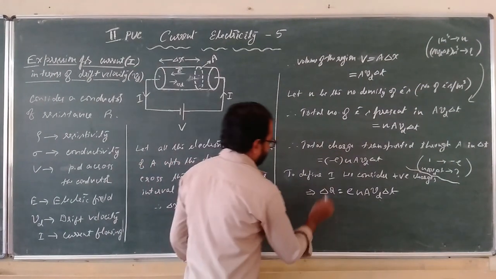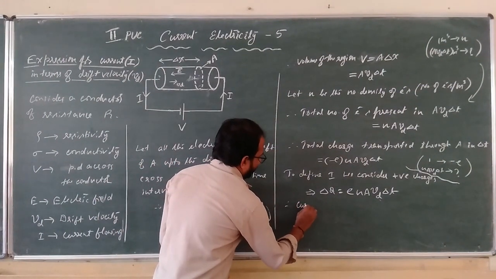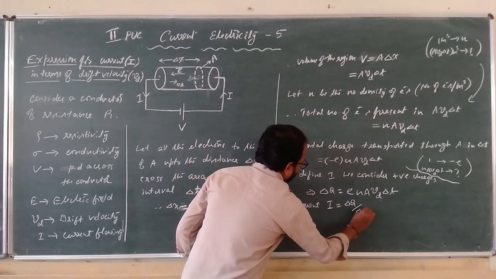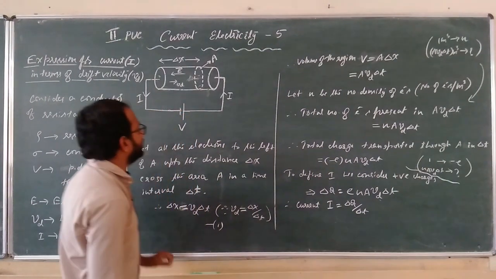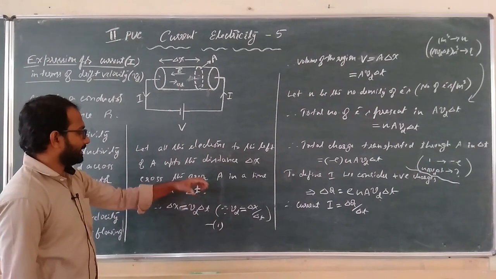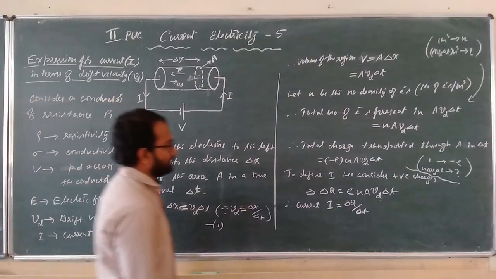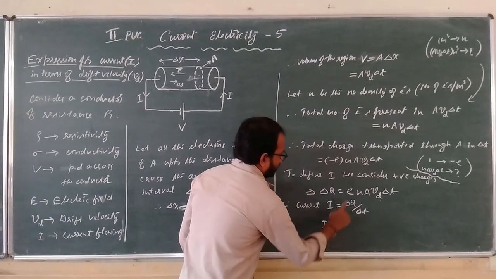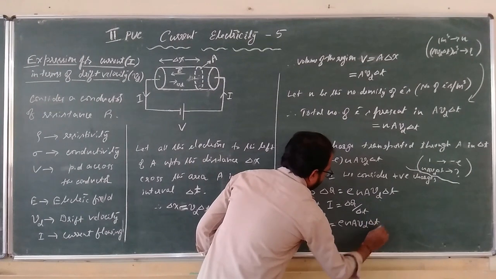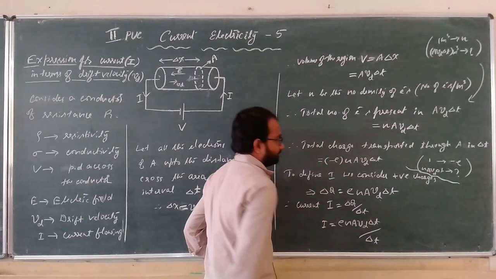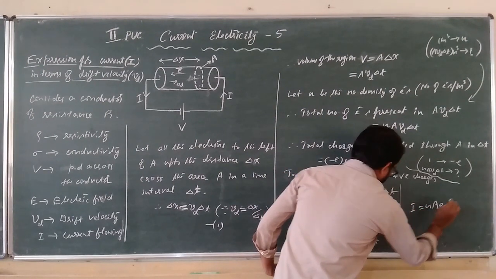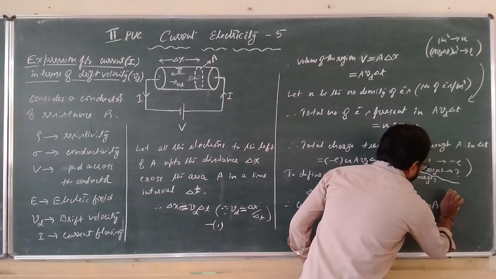Okay, so therefore, now what is the current? Current flowing through the conductor, I, is equal to the time rate of charge flow. This is the amount of charge flowing in a time interval of delta t seconds, right? I have taken time as delta t seconds. So I is equal to delta Q, which is e n A v_d delta t, divided by delta t. Therefore, I is equal to n A e v_d, where delta t is getting cancelled.